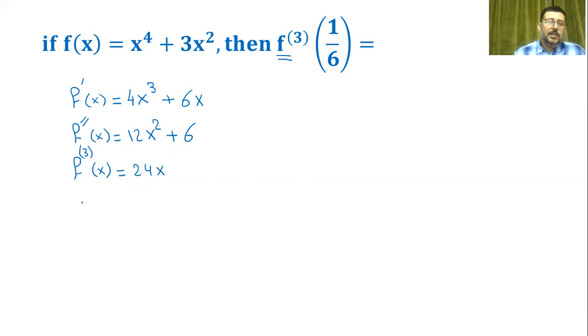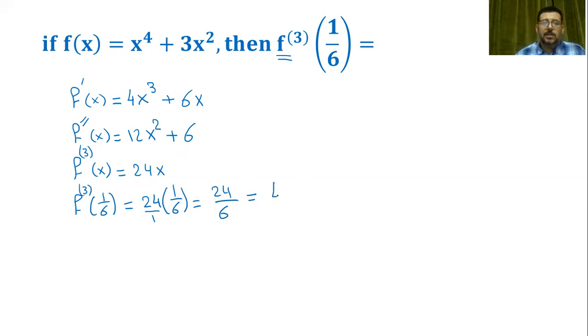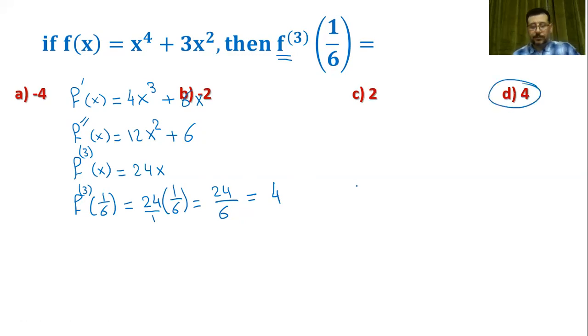The required value is f triple prime of 1 over 6. So I must substitute x by 1 over 6, equal to 24 times 1, 24 over 6. So 24 divided by 6 equals 4. So the right answer is 4.